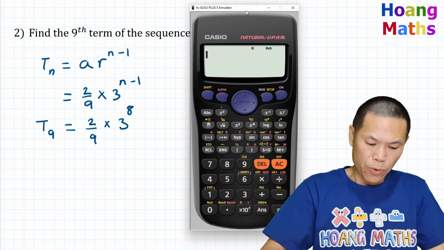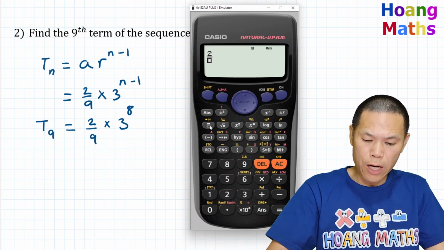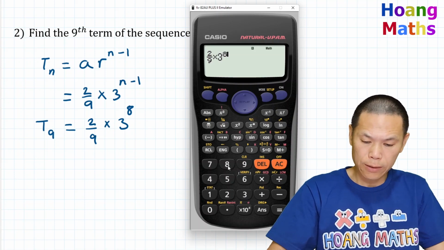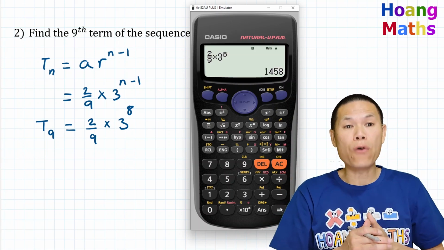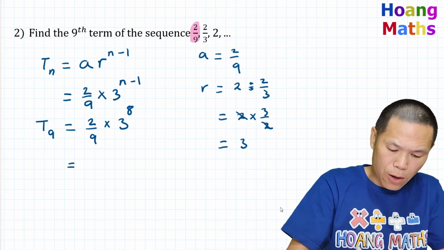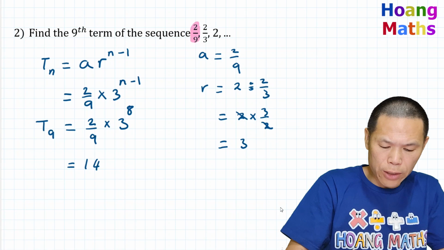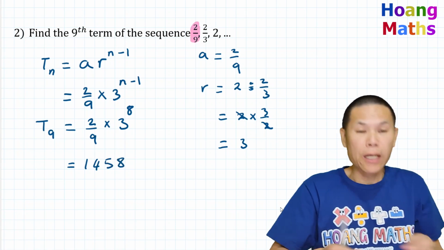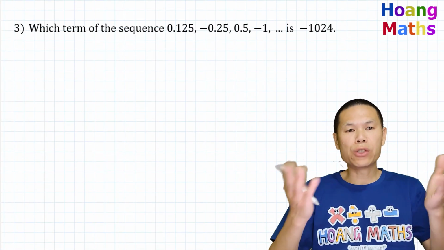So now I just put that on the calculator. So what I do, I just go 2 over 9 times 3 to the power of 8. So that equals 1,458. There you go.